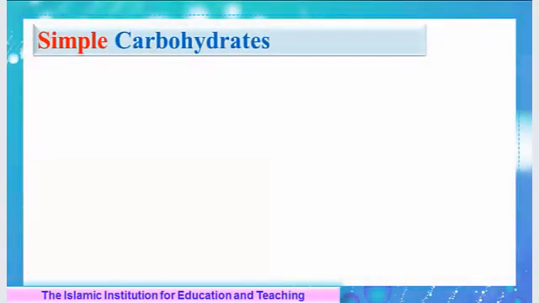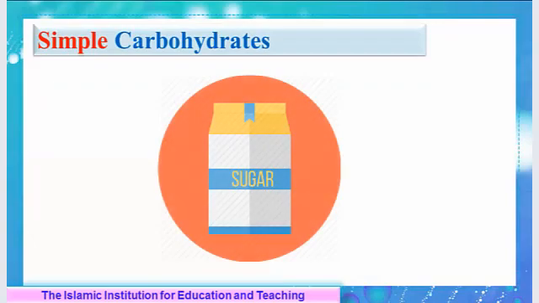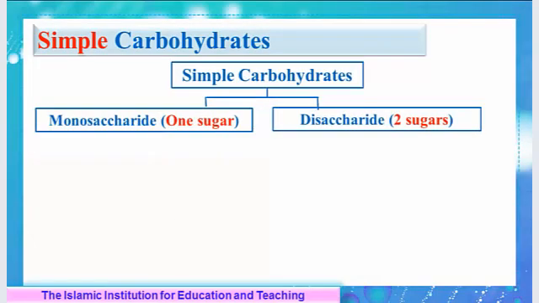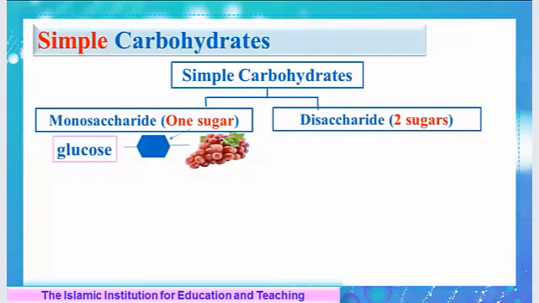Simple carbohydrates that have a sweet taste and known as sugars include monosaccharides and disaccharides. A monosaccharide is formed of one sugar only, such as glucose, which is the simplest sugar and the basic molecule of all carbohydrates, and it is present mainly in grapes. Here is a molecule of glucose.